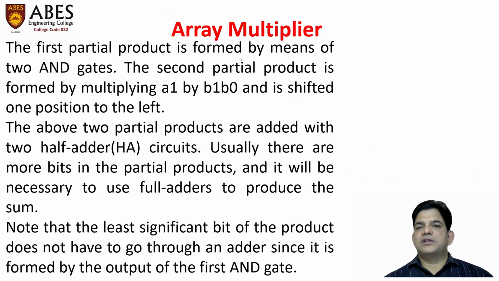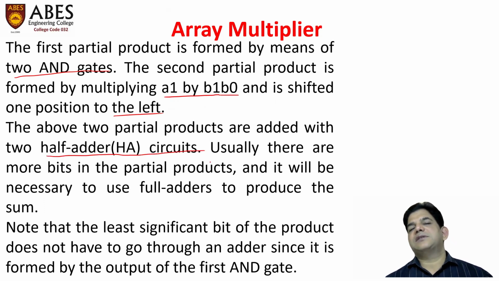The first partial product is formed by means of two AND gates, and the second partial product is formed by the multiplication of A1 by B1, B0, and is shifted one position to the left. The above two partial products are added with two half adder circuits. A half adder circuit is used when we have only two operands. If we have three operands, we need a full adder. Usually there are more bits in the partial products, and it will be necessary to use full adders to produce the sum, if we have a third input as well.